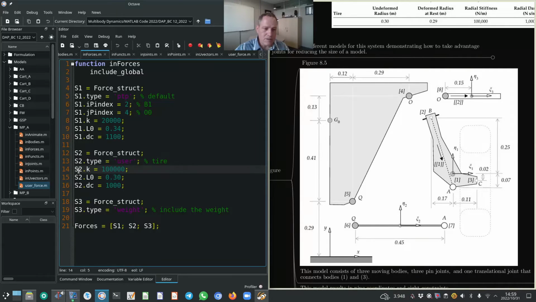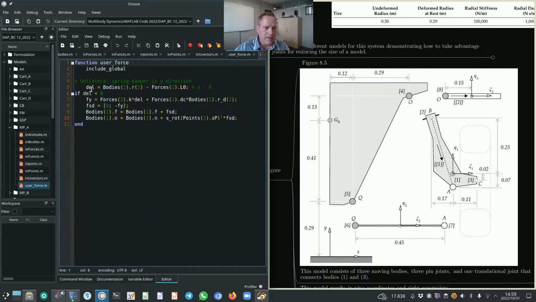We pass, once again, as for the AA arm suspension, we pass the stiffness .k, the undeformed length, which is equal to the undeformed radius of the wheel, and the damping coefficient .dc to user force. It's basically an exact replica of the AA arm suspension.